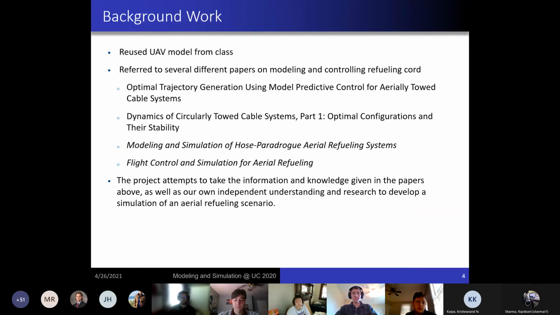Some of the background work we did for this project was that we reused the UAV model from the class, so our dynamics files, autopilot, and all those files. And then we referred to several different papers on modeling and controlling of the refueling cord that were provided to us by Professor Sharma. And then we combined all this previous knowledge, all these models and papers, into creating the scenario.